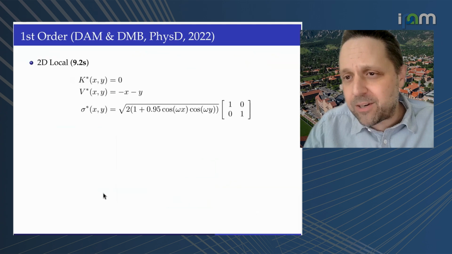We didn't just stop with these simple systems. We have the different types of interaction potentials. In this case, it was 0.